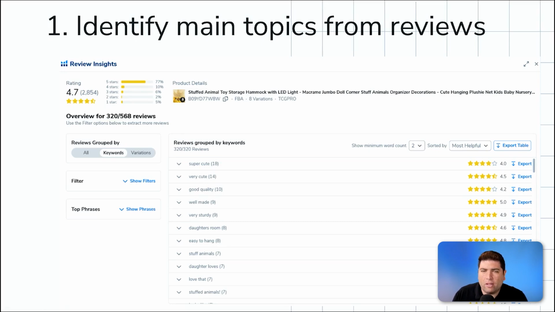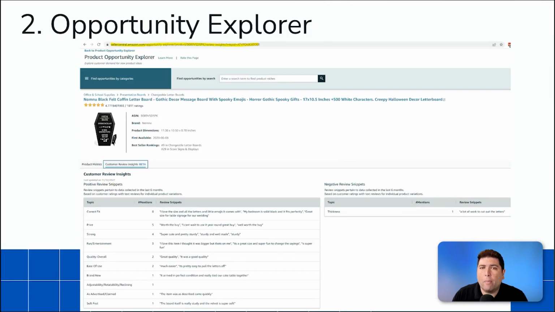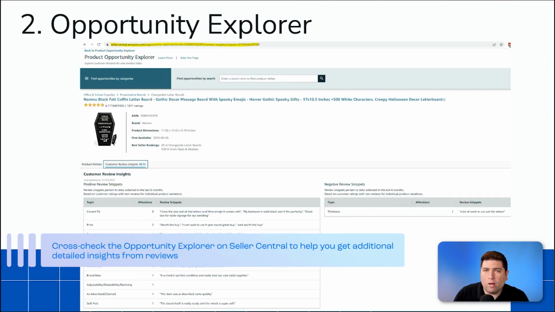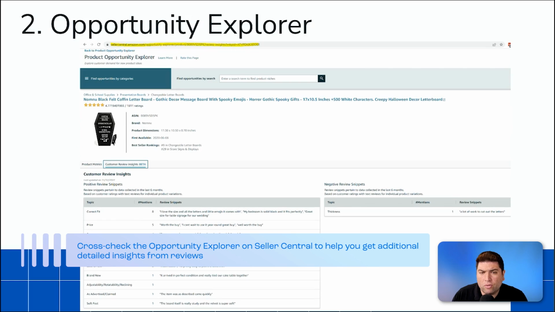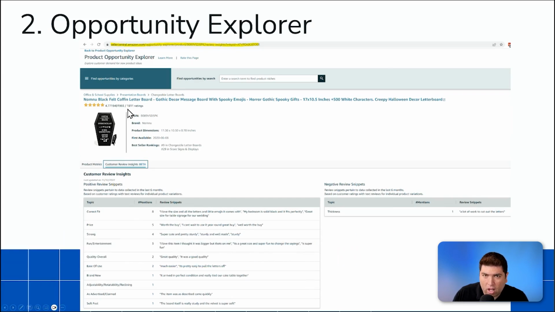Another source outside of Helium 10 that's completely free and from Amazon is the Product Opportunity Explorer that we talked about in the keyword research module. Seller Central Opportunity Explorer is not just about keywords. You can also get insights from reviews. They look at even a broader range, a longer time period of reviews than Helium 10 is doing. So it's another way that you can round out some of your insights. It's not going to show you certain topics that are showing up. So it's a different way to look at the reviews.